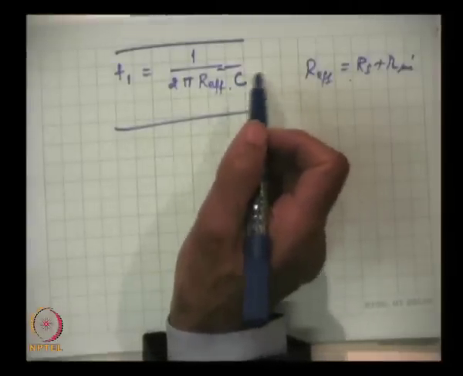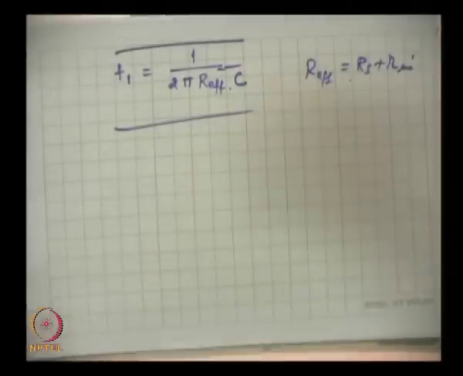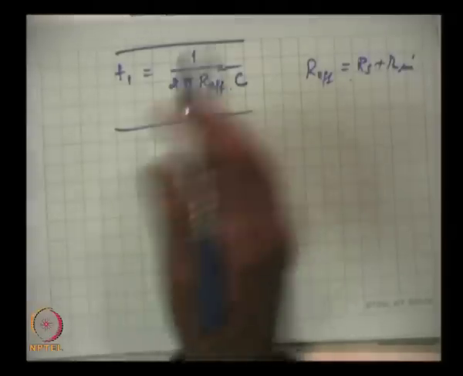So this is the analysis of the influence of the capacitor on the low frequency performance of the amplifier. As I said, RC coupled amplifiers are very widely used. This analysis is very important, and we have completed the analysis. If we know this value, we can find the cutoff frequency.